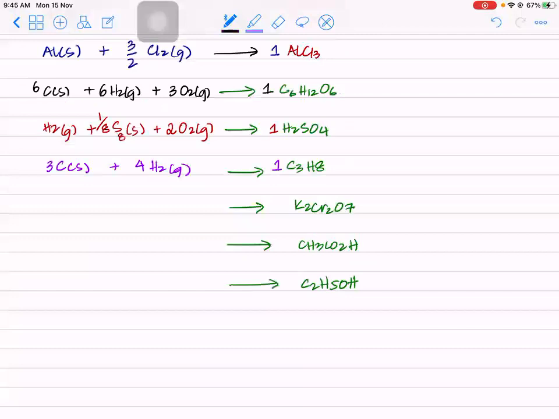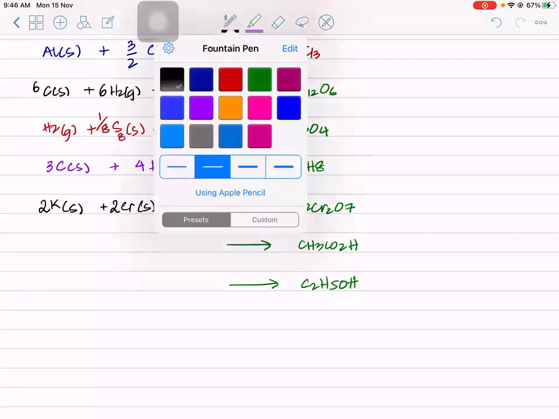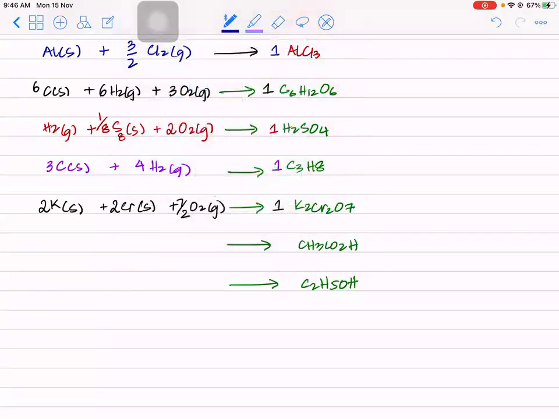K2Cr2O7. So how much should we make? 1 mole. Potassium naturally exists as K, solid. Chromium is also a transition metal, will exist as Cr, solid. And oxygen will exist as O2 gas. Yeah? Now let's balance it. So that's K2, so we'll put a K2 here. Cr2, we'll put a 2 here. O7, so we will put a 7 over 2 here. This right here becomes formation of K2Cr2O7.